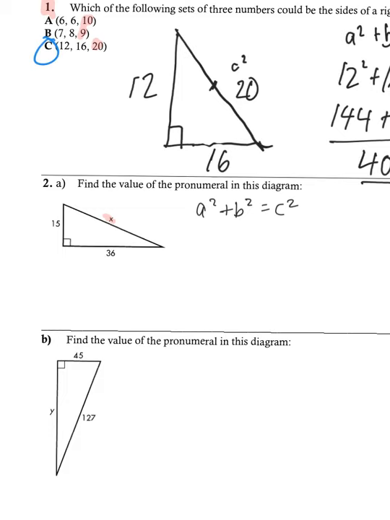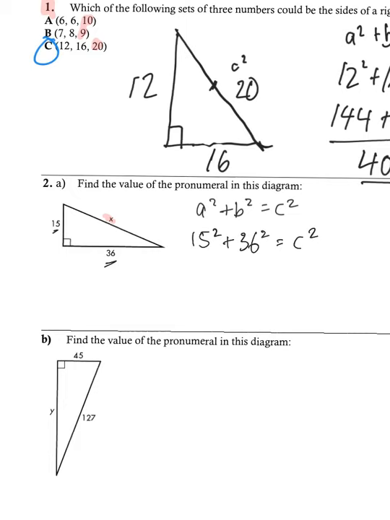Okay, so we know that our value of a and b are 15 and 36. Doesn't matter which one you put in as your a and b, you still get the same answer. So I'm going to put the 15 as the a, 36 is the b, and it's going to equal c squared. Okay, I'll go to the calculator.